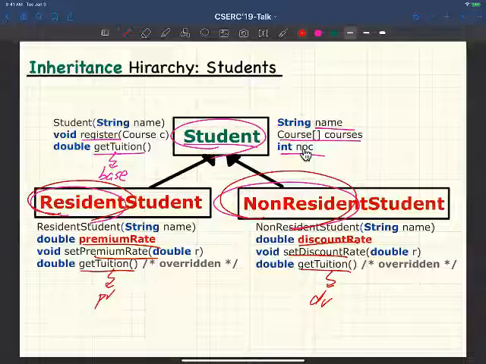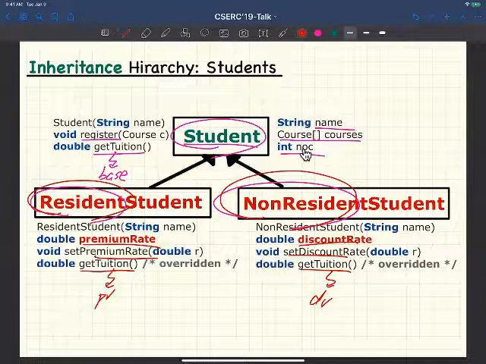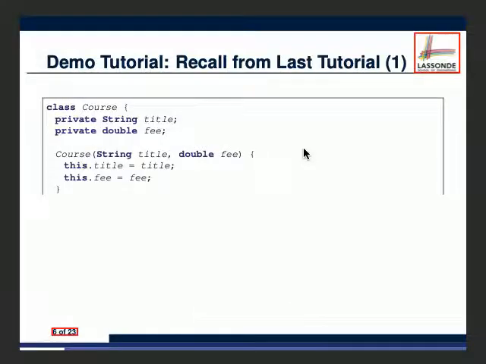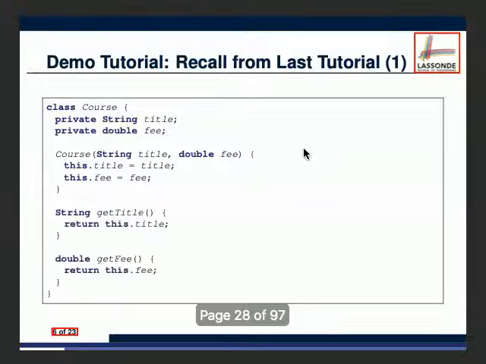I assume you're okay. So what I would do now is go over the Java code with you very quickly. So now we have the Course class here. We have title, we have fee. A very straightforward constructor to initialize both attributes, title and fee.